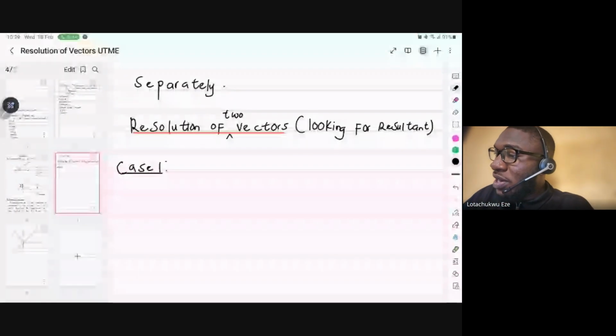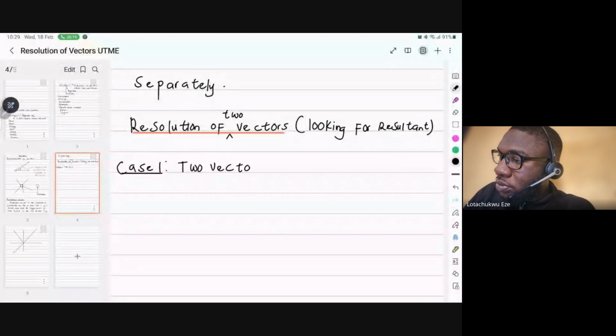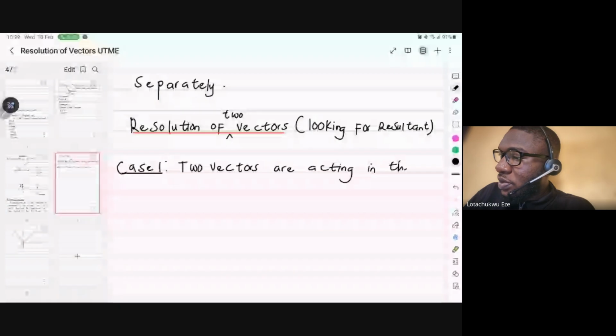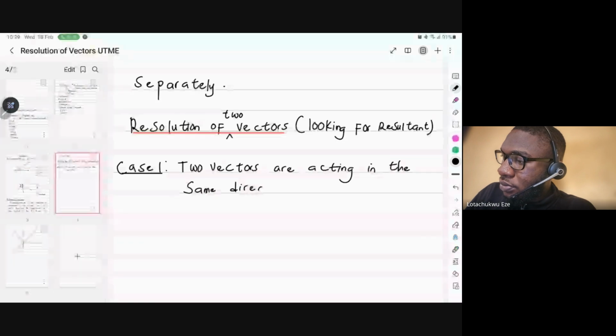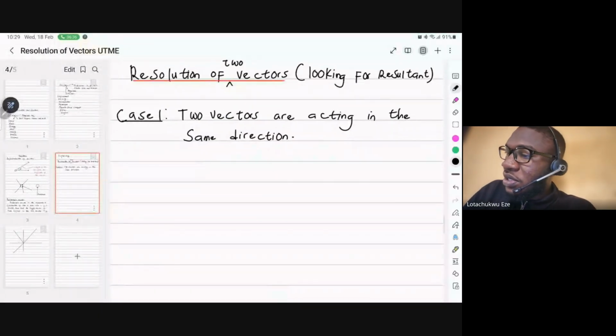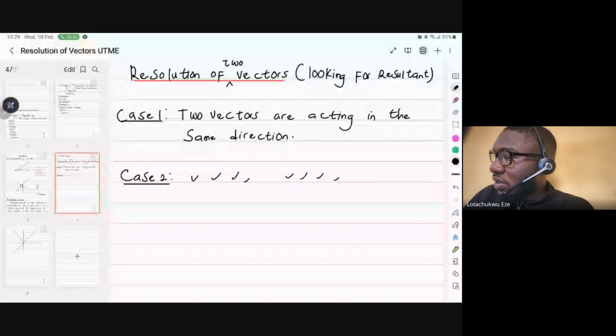So case 1, when the 2 vectors are acting in the same direction. When they are acting in the same direction. Now, the next case is case 2, when they are acting, so I'll just use 2 vectors acting in opposite direction.